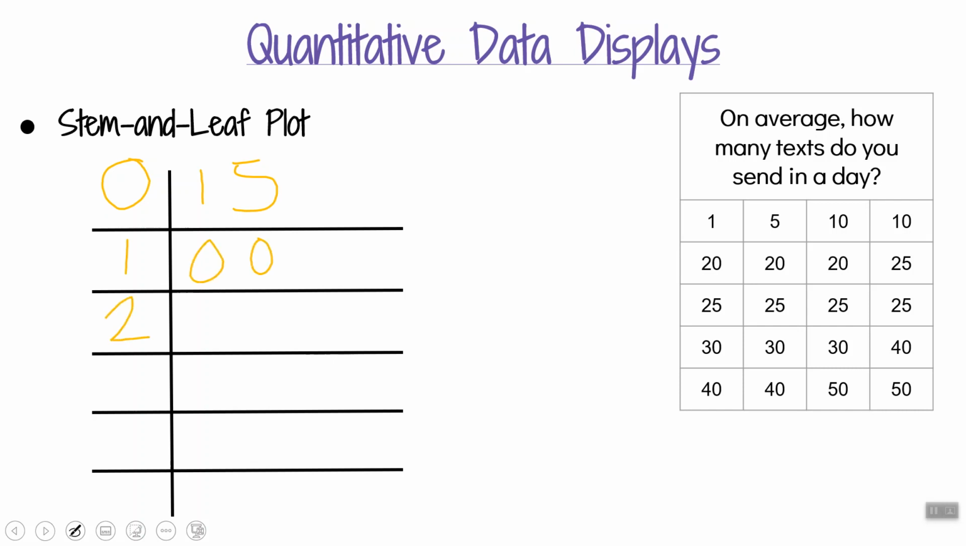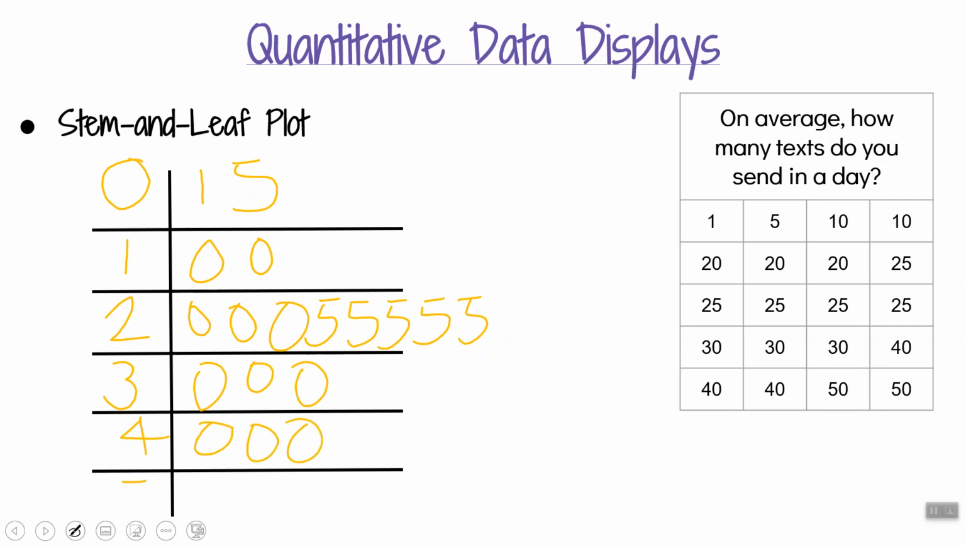In the 2 tens category, I have 3 zeros for 20, 20, and 20, and 5 fives for 25, 25, 25, 25, and 25. In the 30s category, I have 3 zeros for the 3 30s. In the 40s category, I have 3 zeros for the 4 40s. And in the 50s category, I have 2 zeros for the 2 50s.